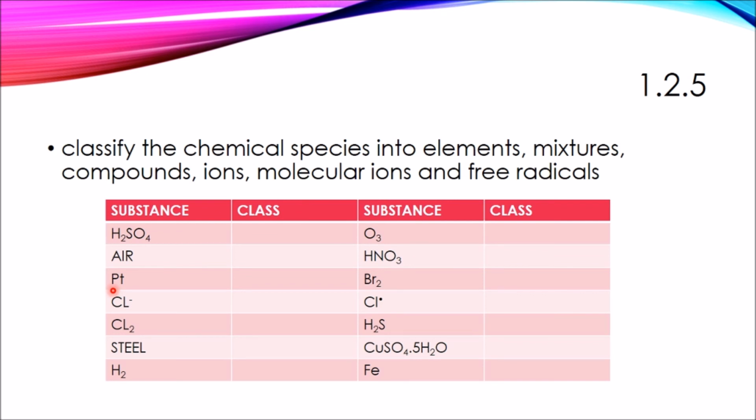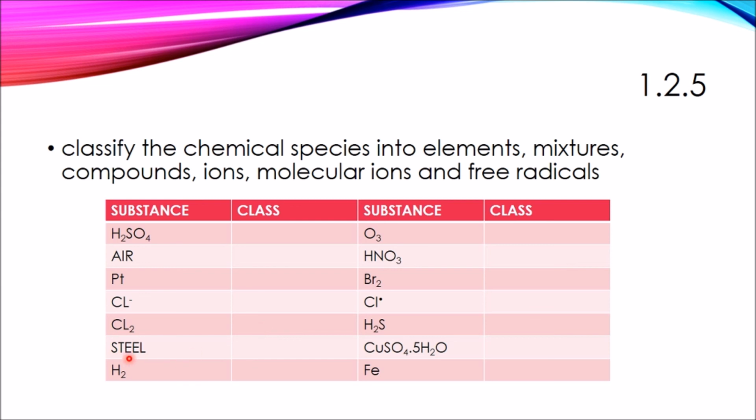Pt, platinum. What is platinum? Platinum is a symbol. That means it is an element. Simple, एक symbol लिखा हुआ है, so it is an element. Cl negative. Can you see the charge? So charge के लिए हम क्या लिखते हैं? It is an ion. Cl2, same atoms bonded together. So you have same atoms in this case. Cl2 means दो chlorine atom आपस में जुड़े हुए हैं. That means it is a molecule.